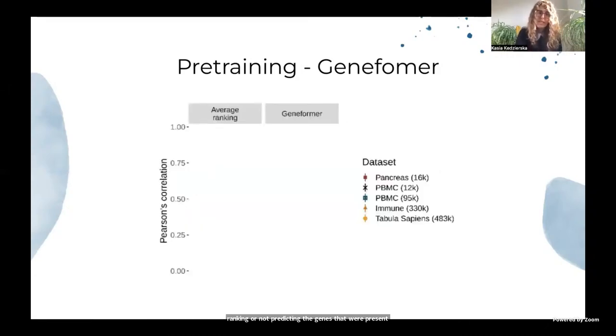To formally evaluate it, we will be looking at the Pearson's correlation between the input and the predicted expression. And to give us a baseline, we calculated the average ranking. So for each gene, we calculated an average position in the rankings present in the input. And then in the dashed line, we have the median for all those data sets in the average ranking. And here, when we see the values above the line, that means that the model performs better than the average ranking. And if the values are below the line, that means that the model performs worse.